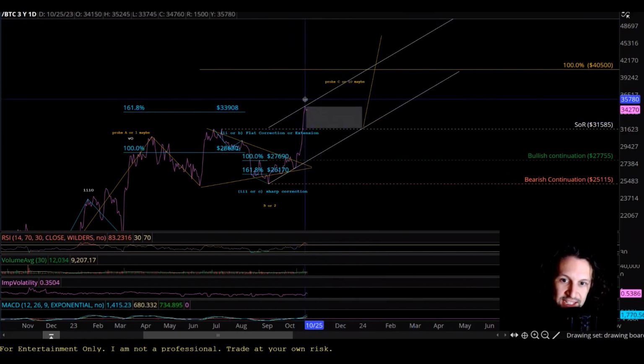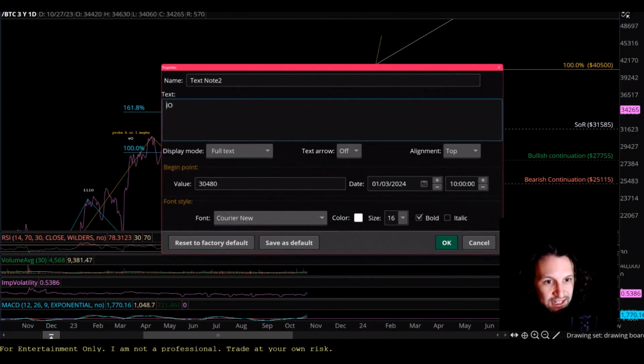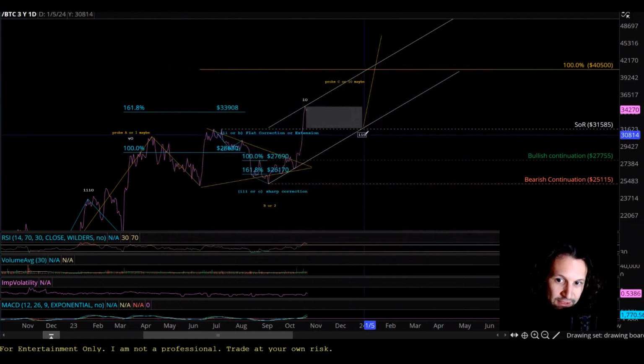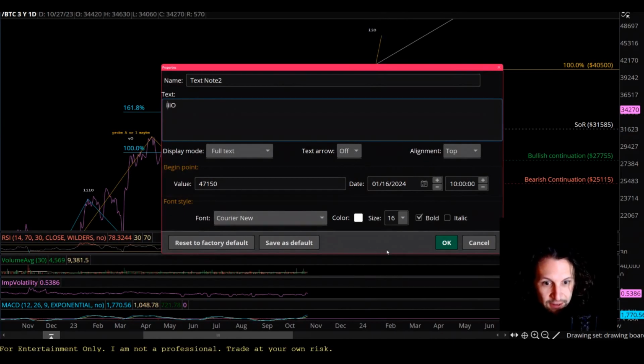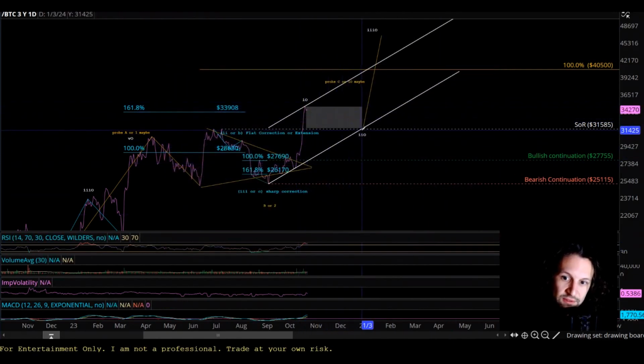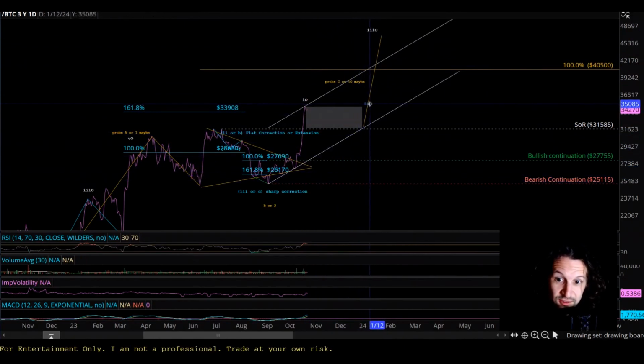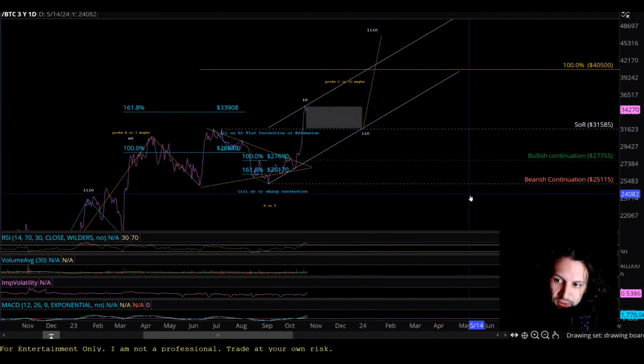So this is the expectation. This is what I believe is the likely forecast. It's not what may happen, but it is what the Elliott wave count suggests is possible, that we get something like this. 1, 2, 3. And 2 could fall as low as 25,000. So we're going to leave the bearish continuation at 25,000.